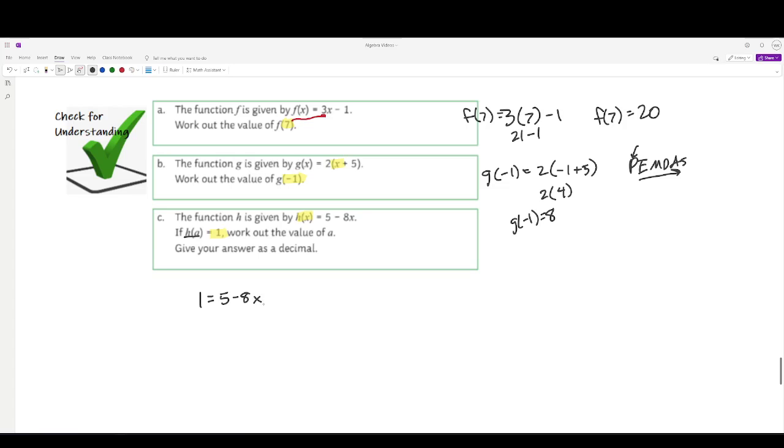I guess 8a, because we're substituting a for x. But whatever, it's just letters. So then we would subtract 5, and we would get negative 4 equals negative 8a, and divide by negative 8 to get the a by itself. We get 1/2, which is positive because we divided negative by negative, and then we get just a.